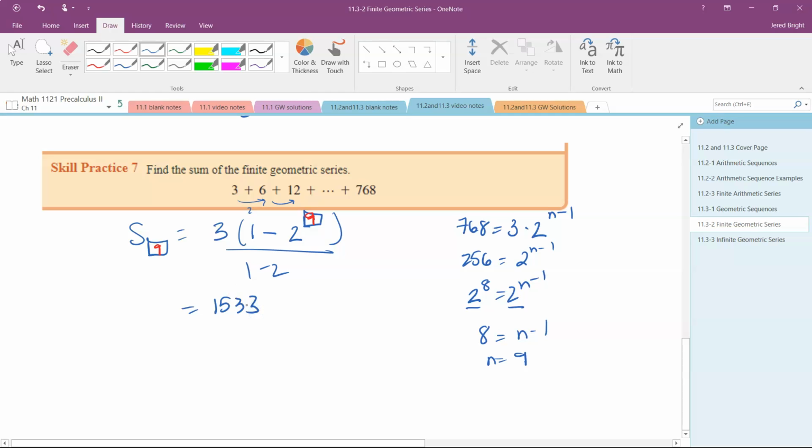So let's review what we did in this one. I know I need a sum of a finite geometric series, whose formula is S sub n is equal to a1 times 1 minus r to the n over 1 minus r. Based on the progression here, I was able to say a1 is 3, the first term, and my common ratio appears to be multiplying by 2, so r is 2. Substitute that in, but the only thing I didn't know was what n was, how many terms I'm adding.